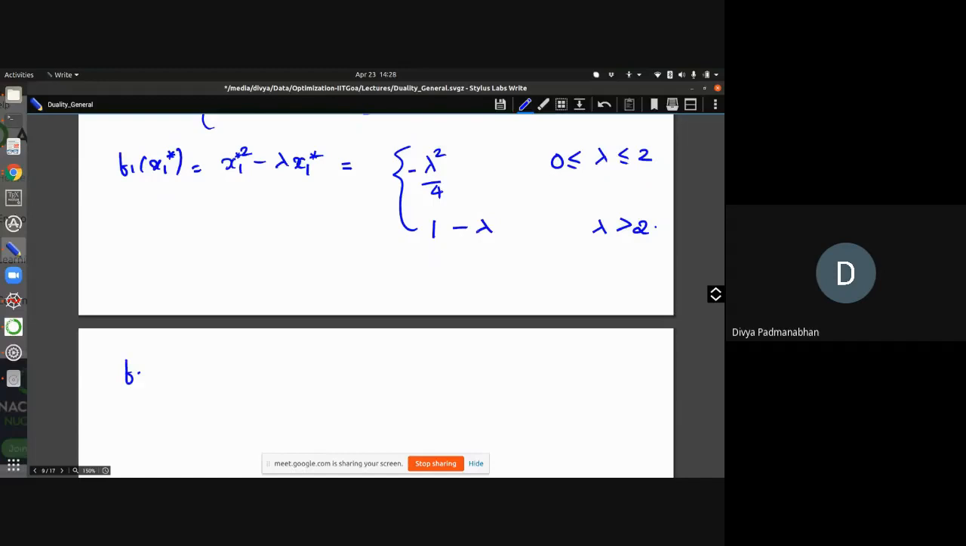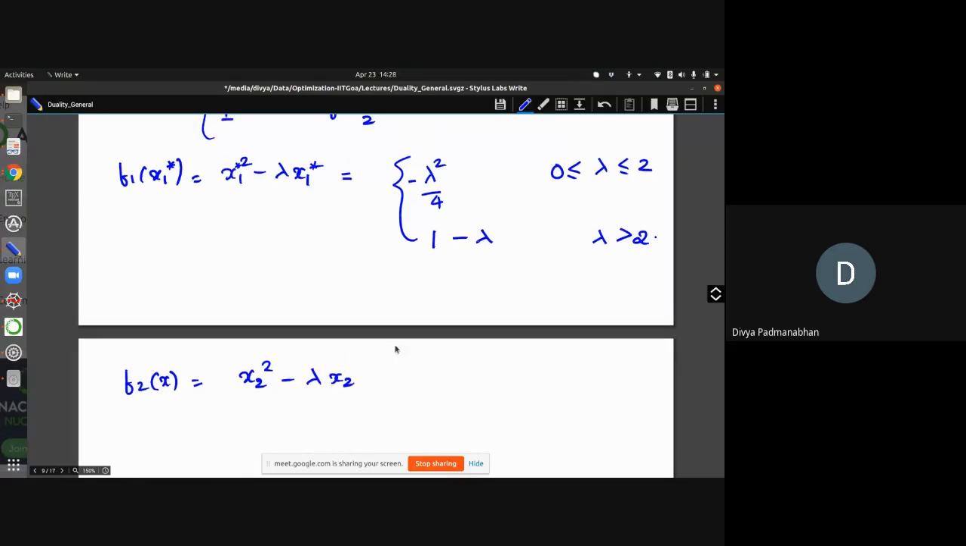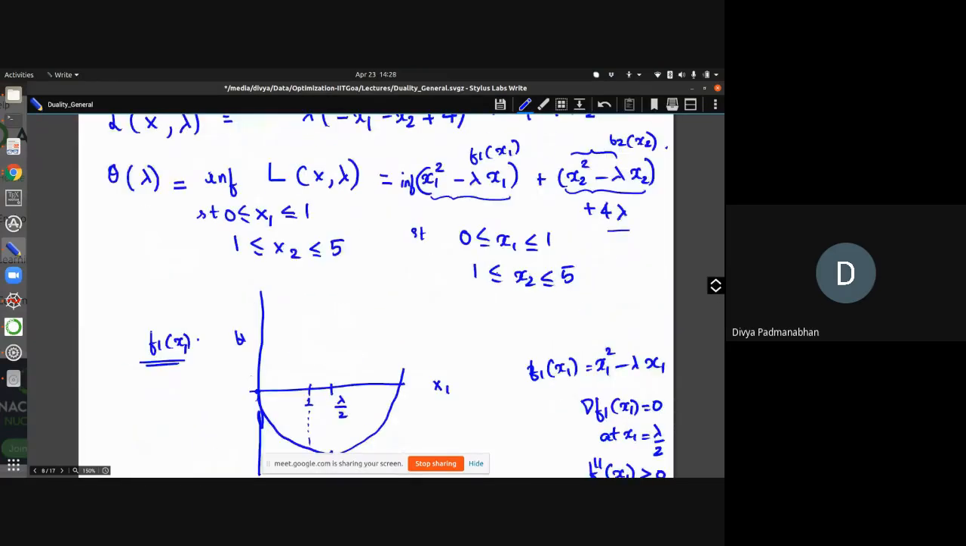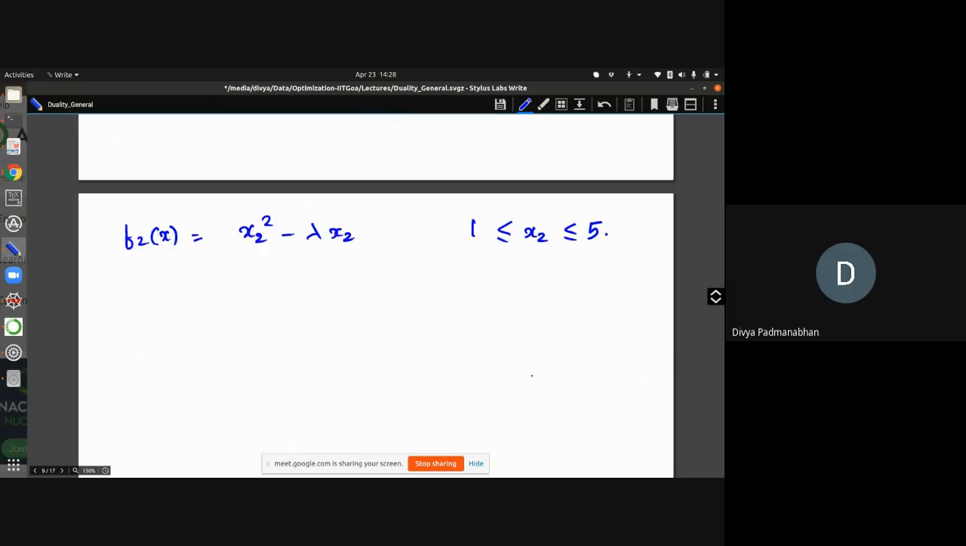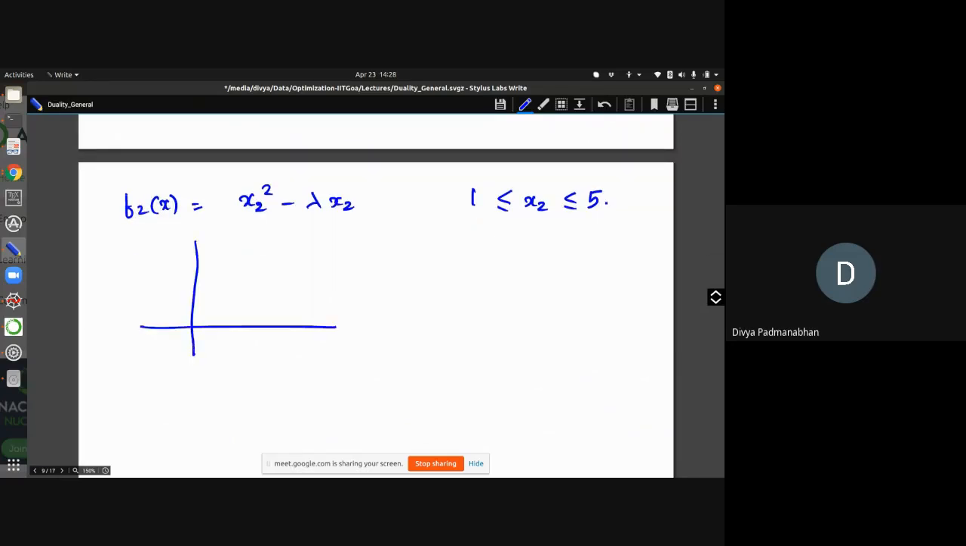So f2 of x2 is again the same function, x2 squared minus lambda x2, and you're trying to minimize this in the range 1 less than or equal to x2 less than or equal to 5. So again the function will look the same. You have x2 and f2 here, and exactly the same function. This is the value lambda by 2. Now you need to see whether this lambda by 2 lies in the range 1 to 5 or not.